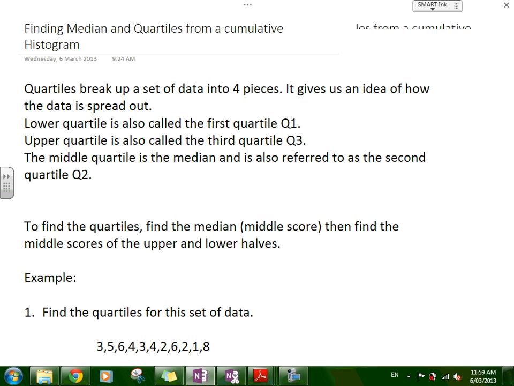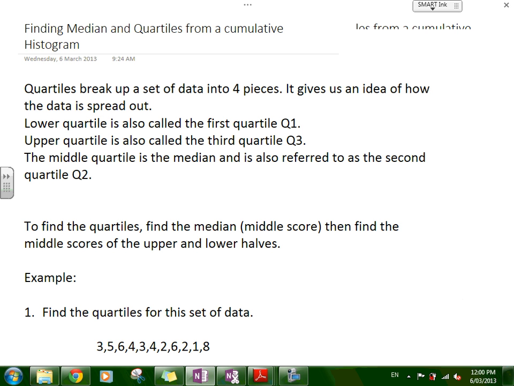So the lower quartile is also called the first quartile. It can be called Q1. Right? Upper quartile is called the third quartile, Q3. And then the middle quartile is the median. It can be referred to as the second quartile, but often it just means median. Okay? That's what it's about.